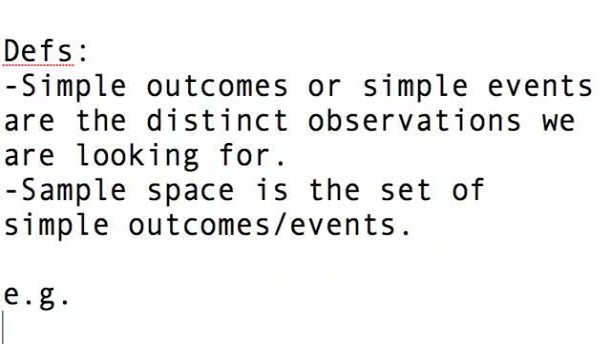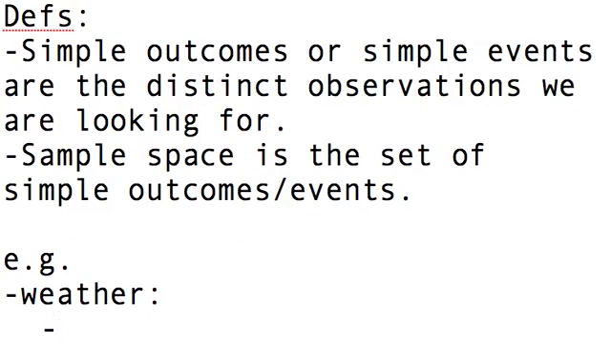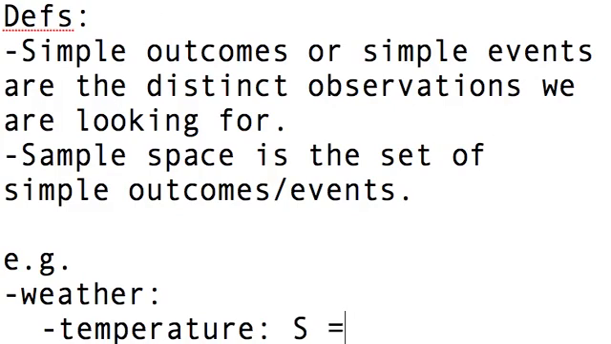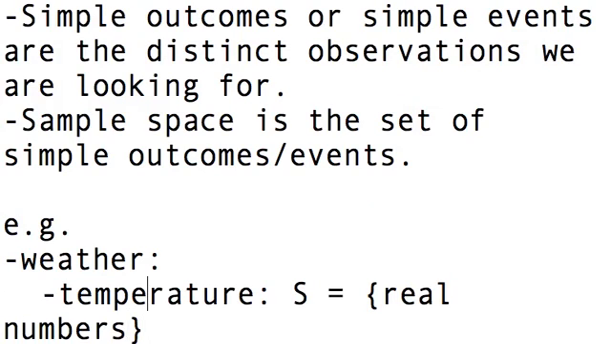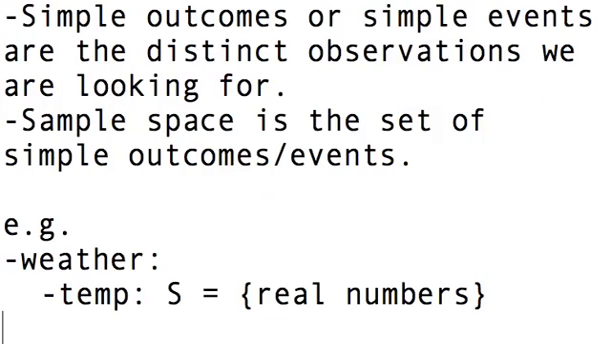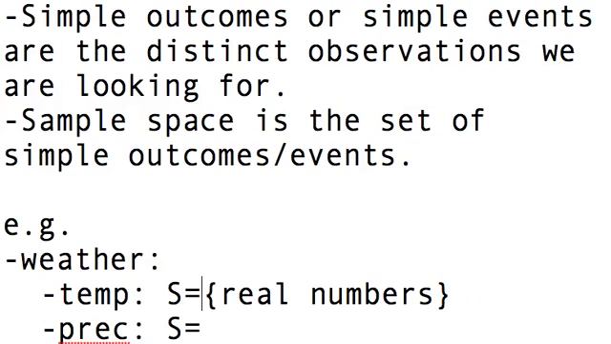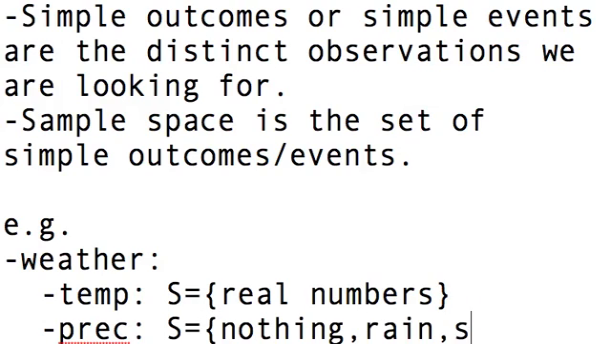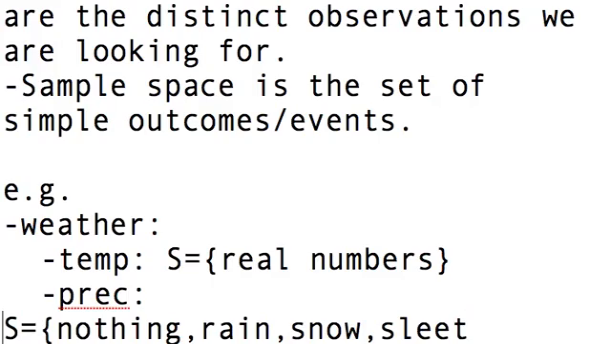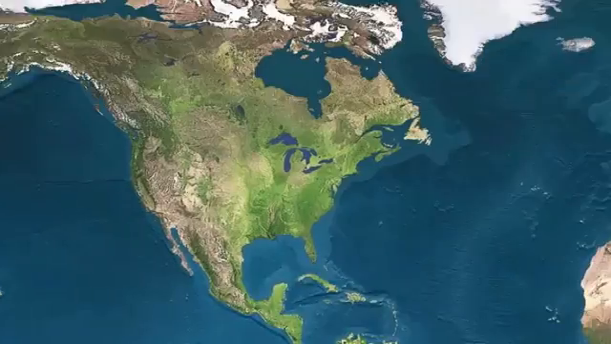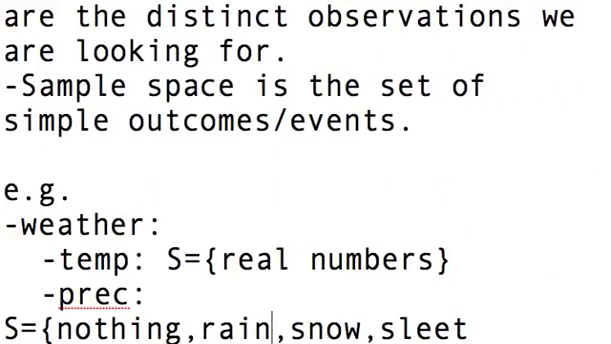So again, let's go back to these examples of weather. What might we be interested in? Well, if we're looking at temperature, then the sample space, which we often denote by S, will be all real numbers, or real numbers bigger than some amount, let's say absolute zero. Those are the possibilities for temperature. If we're looking for precipitation, our sample space might be something like nothing, rain, snow, sleet.